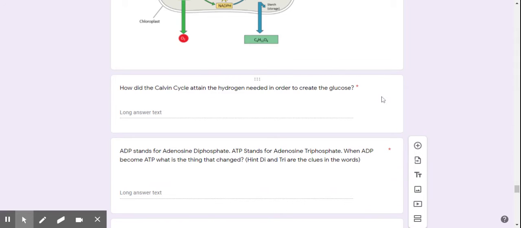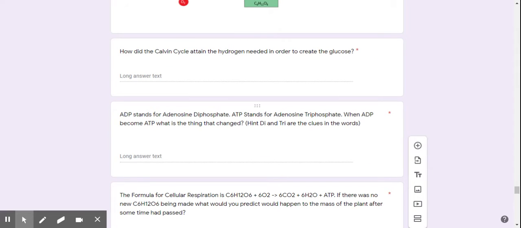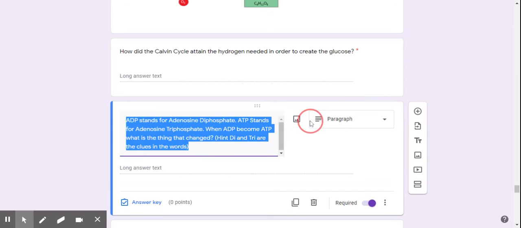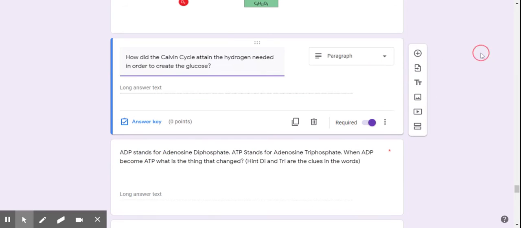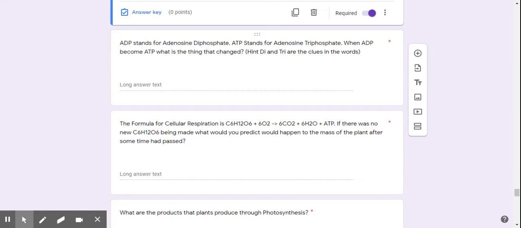Now, the next one up. ADP stands for adenosine diphosphate. ATP stands for adenosine triphosphate. When ADP becomes ATP, what is the thing that changed? Hint, think di and tri. Okay, so if we went from diphosphate, and di means 2, to triphosphate, and tri means 3, then that means that we went up 1 phosphate, meaning we've attached an additional phosphate onto our molecule.